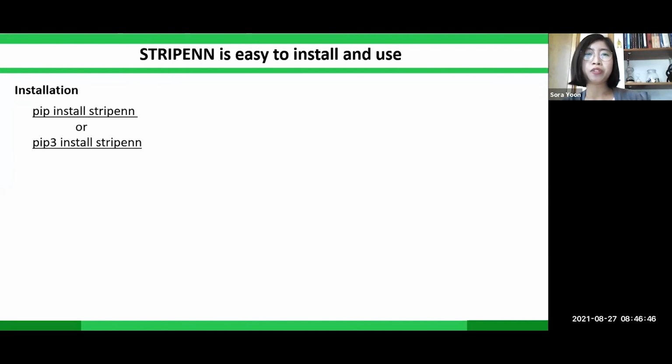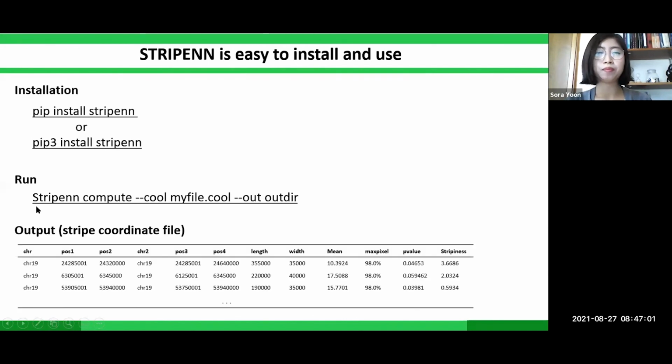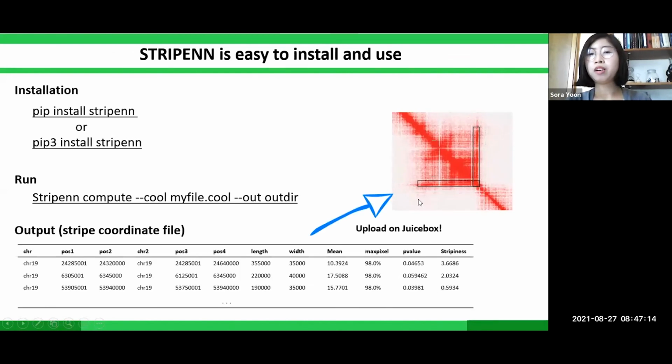Finally, I'd like to introduce how Stripenn is installed and run. Stripenn can be run using this simple command line. And this is an output. The output is a simple text file that includes the coordinates of the stripes and the scores of the stripes. And it can be directly uploaded to Juicebox to see the stripe calls.